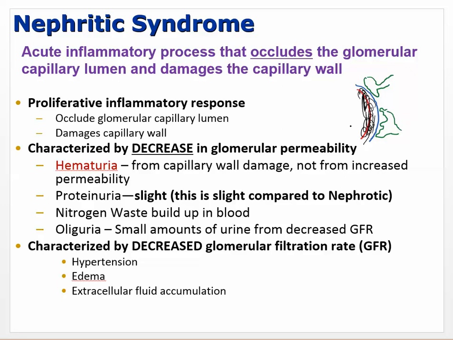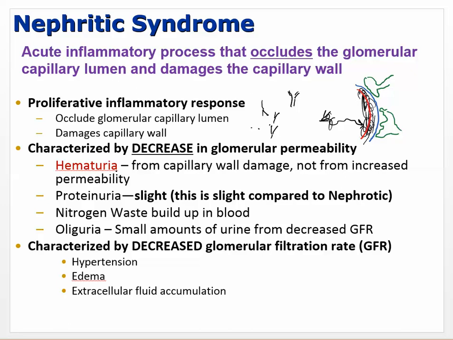Usually that is an inflammatory response. Usually what's clogging that system up are antibodies, from a type 3 response, which means there's something floating in the blood and you produce antibodies against it. Those antibodies collect, form a group, and then infiltrate that glomerular wall and clog things up. That's what we're talking about with nephritic syndrome. It is characterized by a decrease in glomerular permeability. We're gunking it up, clogging it up.